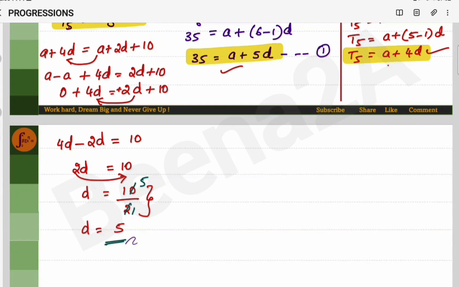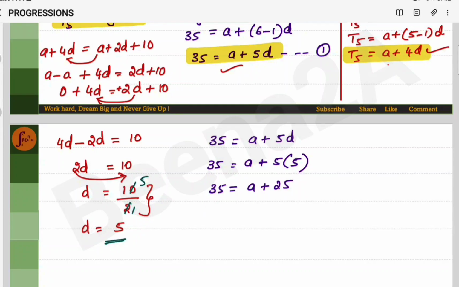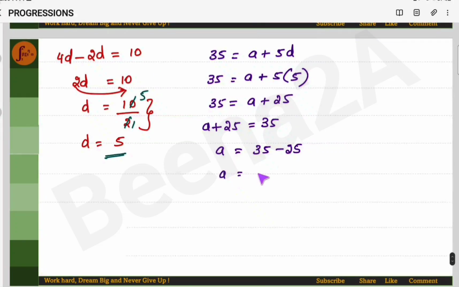Now we got the difference. What next? We'll have to get the first term, A. Let's take this: 35 is equal to A plus 5 into D. What is D? 5. So this is going to be A plus 25. A plus 25 is equal to 35, which means A is equal to 35 minus 25, which is A is equal to 10. So we got the first term. Very important. We got the first term, we got the difference. Now it is very easy to get the sequence.